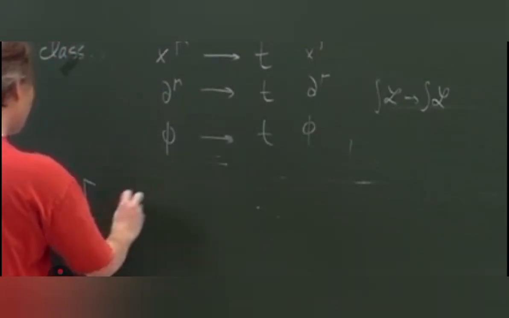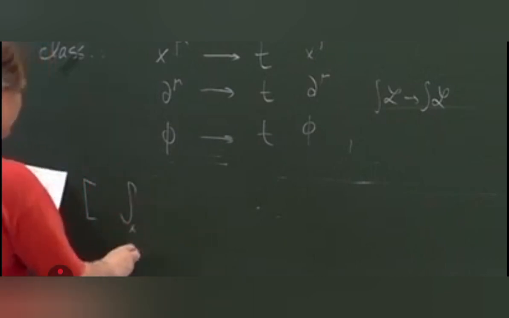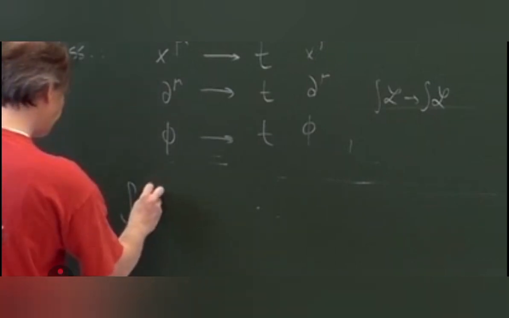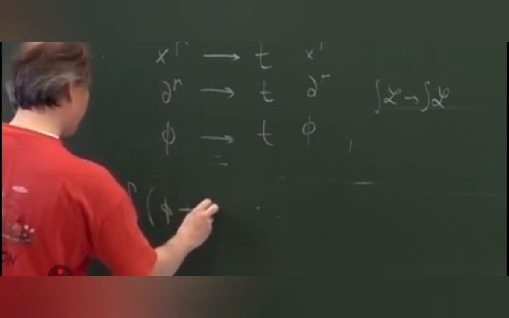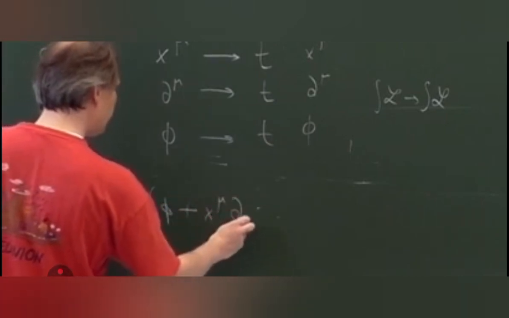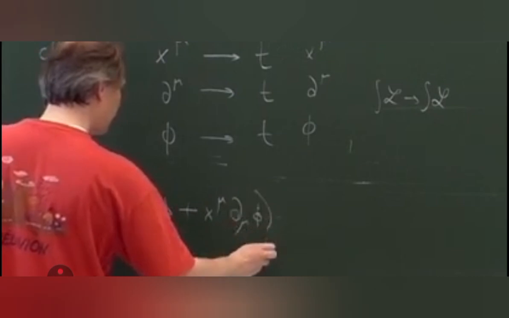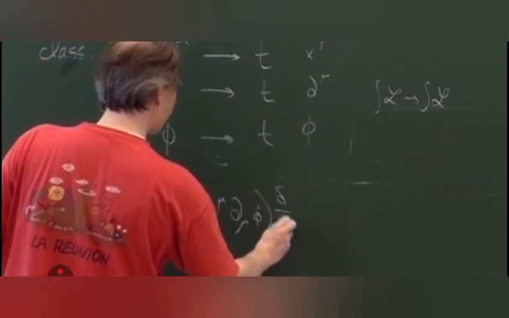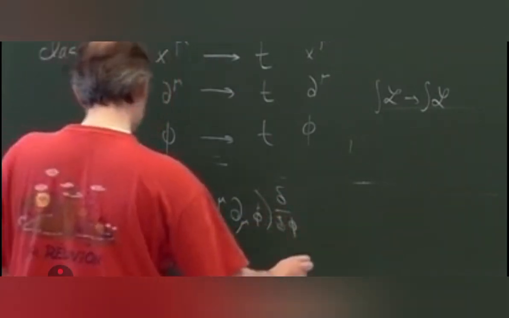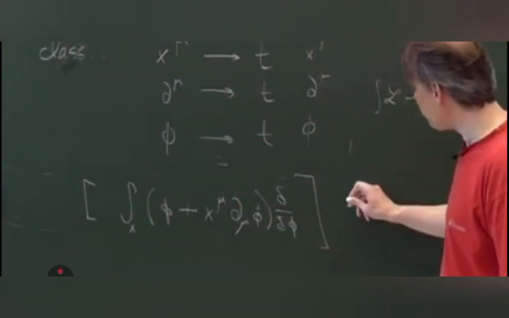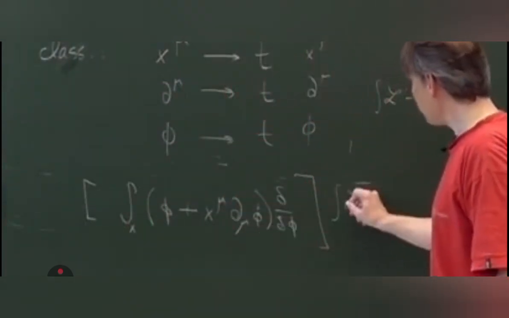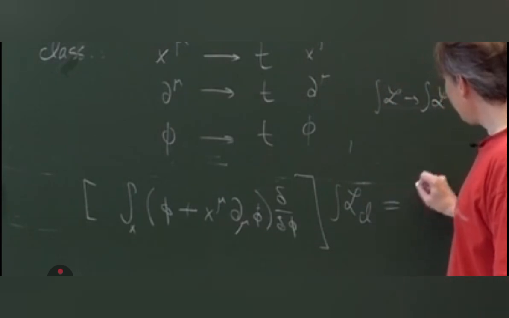Namely, it's the following. You have an integral over x of phi plus x^mu d_mu phi times the derivative with respect to phi. So all of this here is a differential operator, and if you apply this differential operator on the classical action, you get 0.